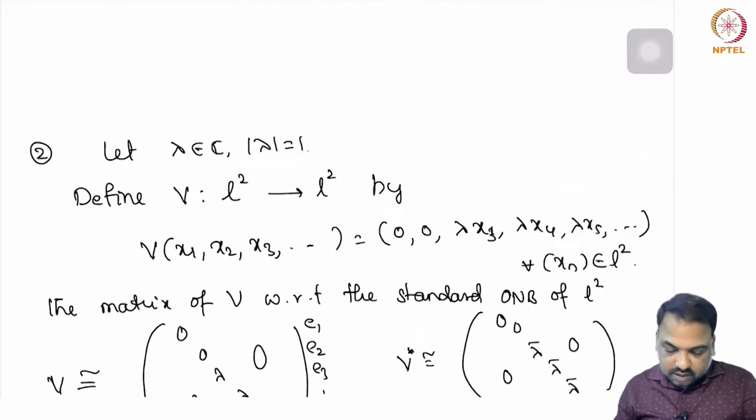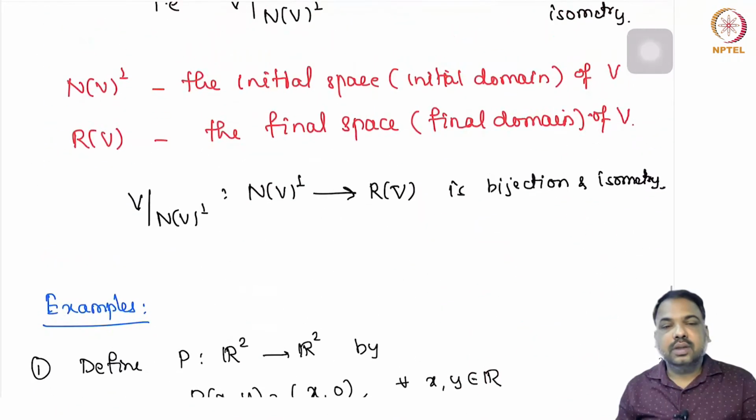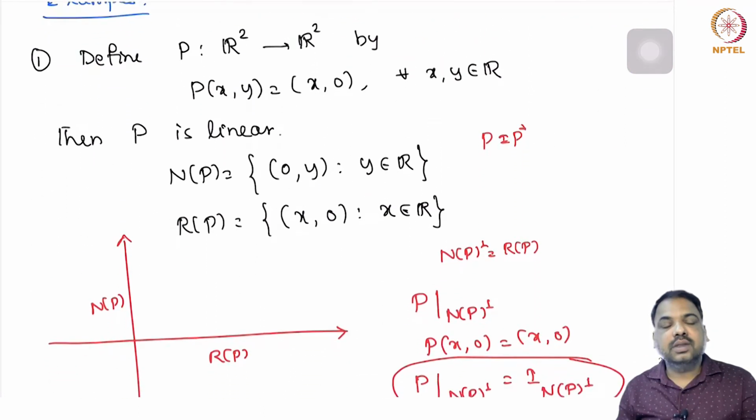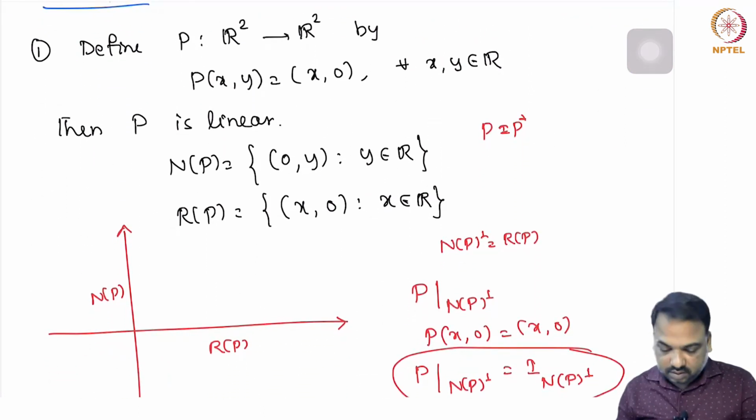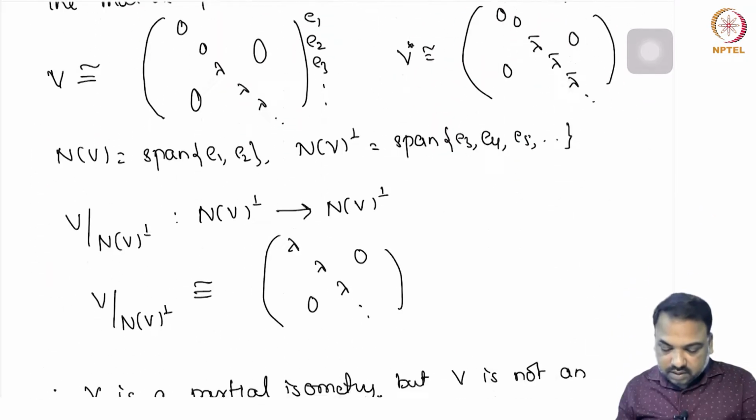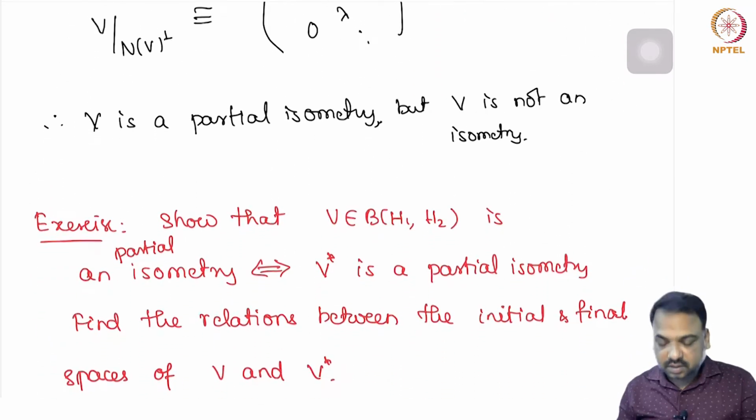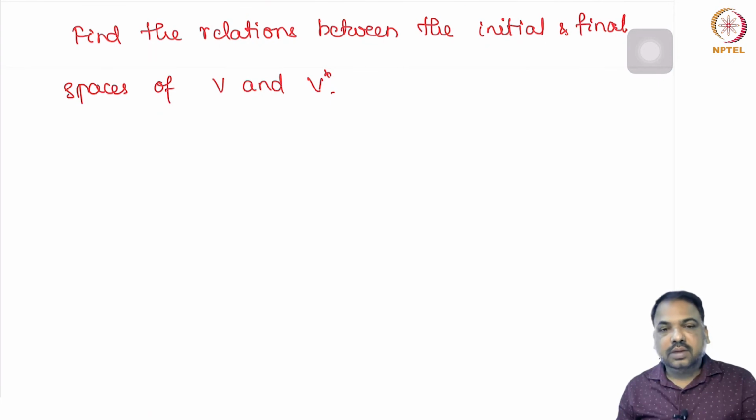So let me quickly recall. We have discussed isometries. Now using the properties of isometries, we have discussed unitary maps or unitary operators, and after that we discussed partial isometries. In the next class we will be discussing orthogonal projections, which are connected with partial isometries again.